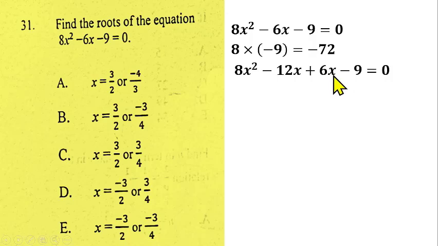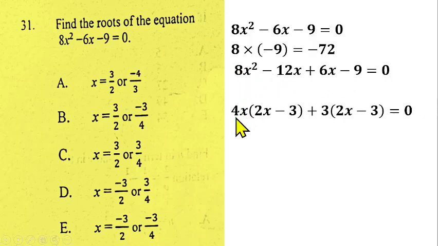Then from there you can factorize this. 4x is common here, so you can factorize 4x out, 2x minus 3. Then 3 is common here, so you can factorize 3 out, plus 3 into 2x minus 3 equals 0. So we have 4x plus 3 into 2x minus 3 equals 0. So from there, 4x plus 3 equals 0, 2x minus 3 equals 0. From there you can find your x.